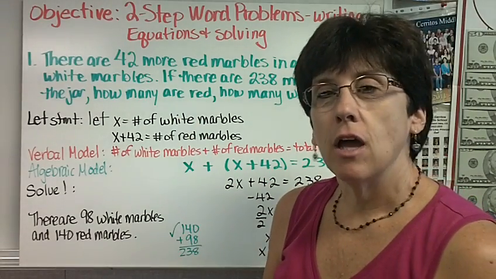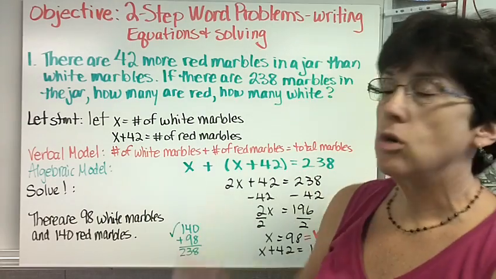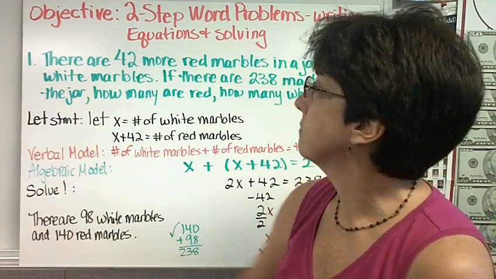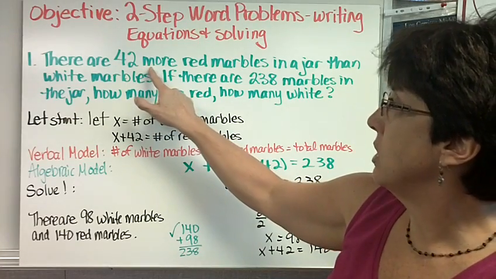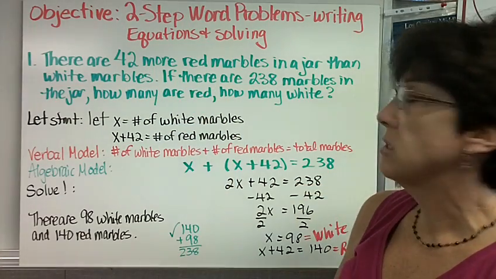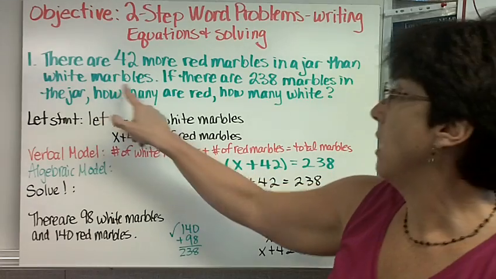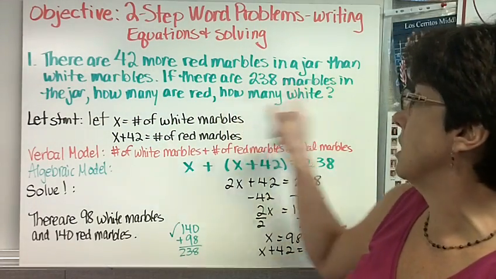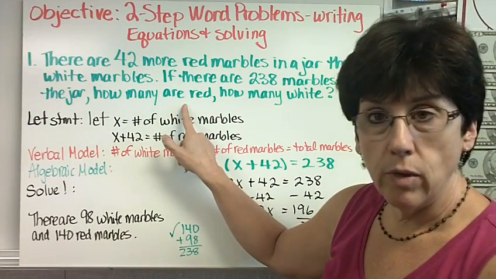Today's objective is two-step word problems, writing equations and solving them. Here's our first problem. There are 42 more red marbles in a jar than white marbles. If there are 238 marbles in the jar, how many are red?